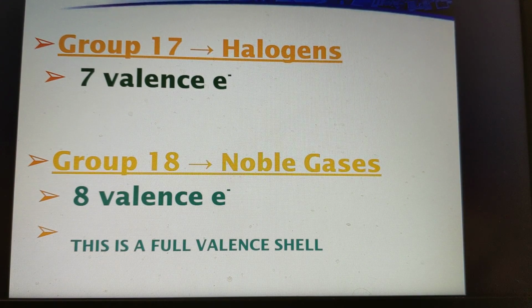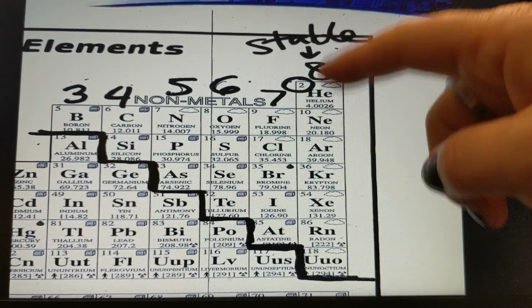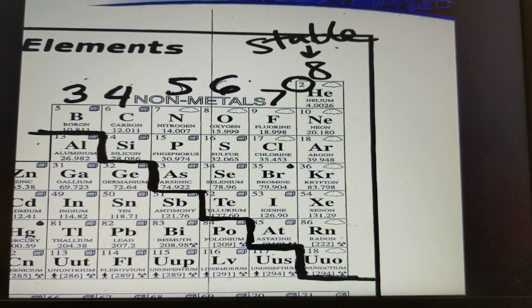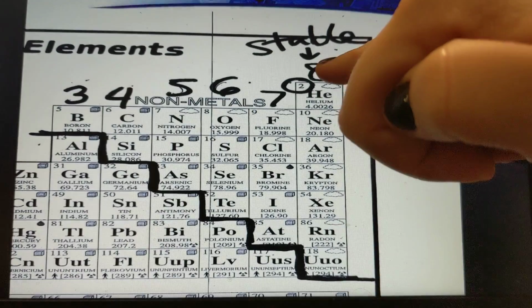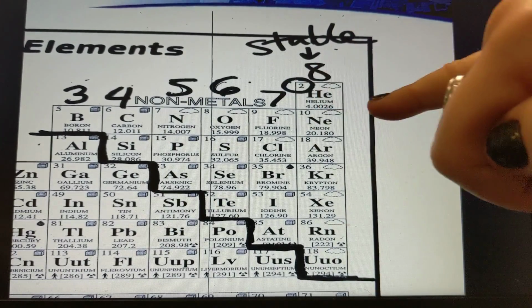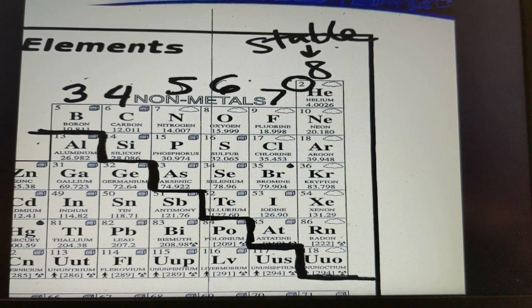And please make sure that you have labeled your noble gases. I think I already said that, but make sure that you label that they are stable on your periodic table. For most of these elements, a full octet is, of course, 8, but for helium, it has a full valence shell with just 2 electrons.